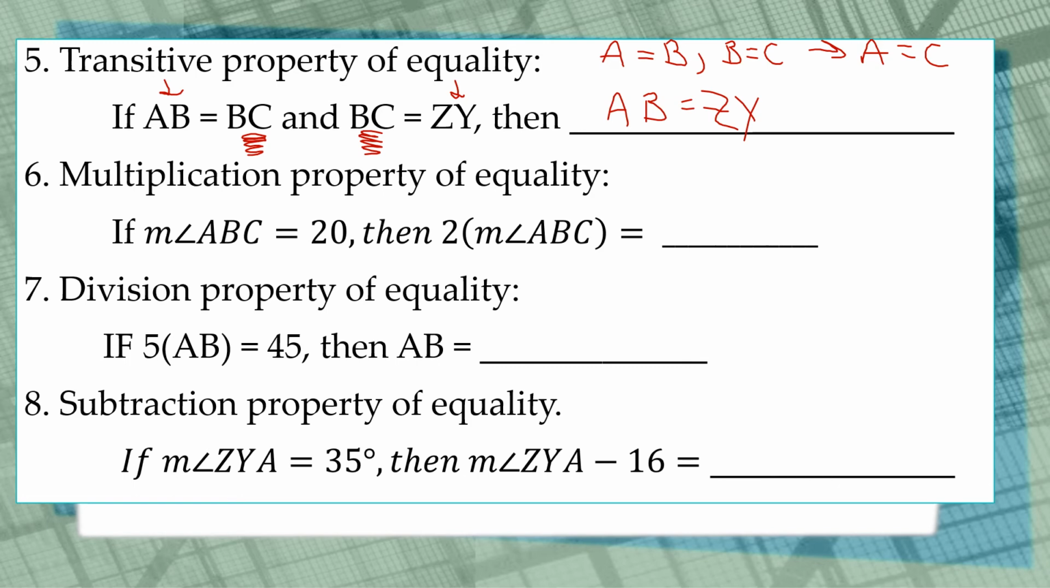Anyway, number 6, multiplication property of equality. So I have the measure of angle ABC equals 20.